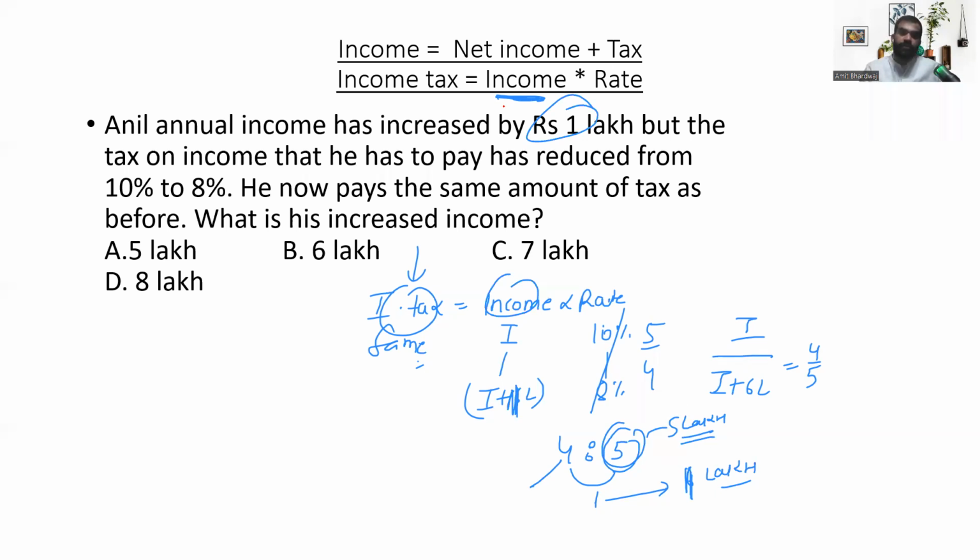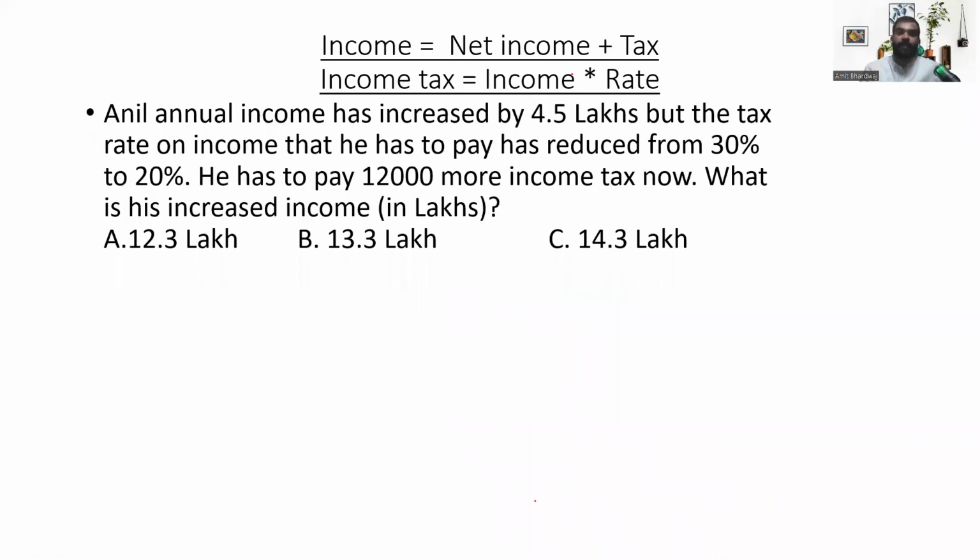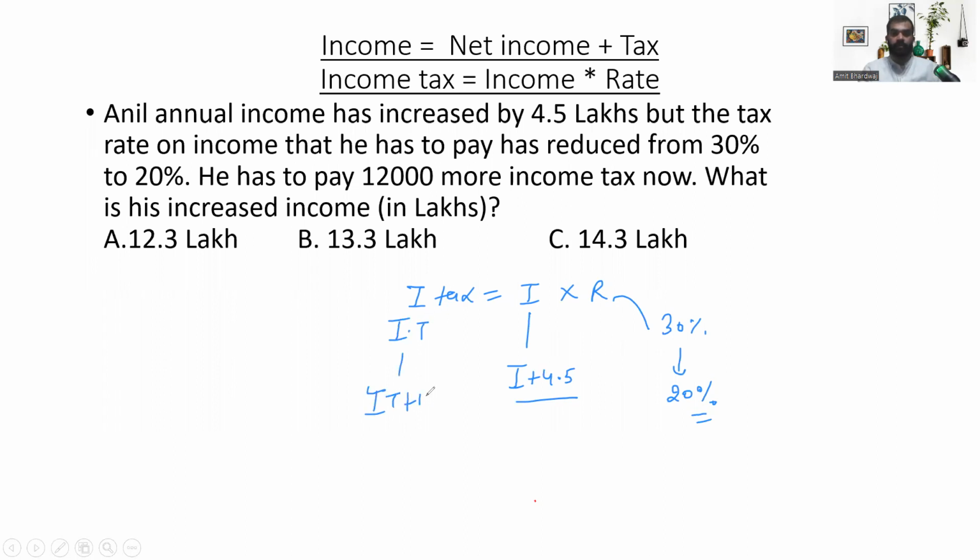Now we are moving toward the next question. We have this part. Annual income has increased by 4.5 lakh, means income tax equals to income multiplied by rate. Income has increased by 4.5, I plus 4.5 lakh. Okay. Tax has to reduce from 30 to 20%. All right. Now he has to pay 12,000 more income tax. Initially, let's say IT, now IT plus 12,000. Okay, what is his increased income? I plus 4.5 you have to find out.